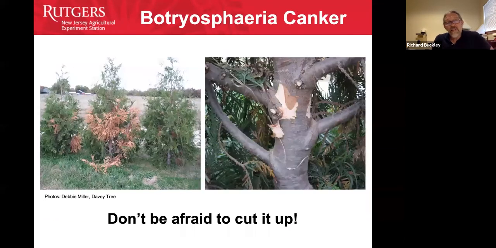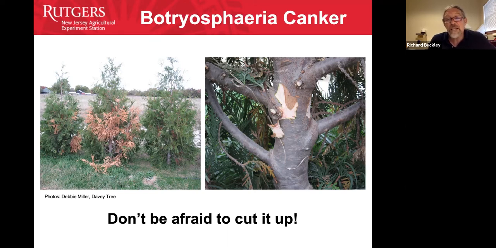Another thing here is that everybody's emotionally attached to their plant material. Nobody wants to cut it up. You just wish that branch would turn green, but what you need to do is take your knife out and sacrifice one for the good of the many: yank it out, cut a branch off, that sort of thing, and investigate.